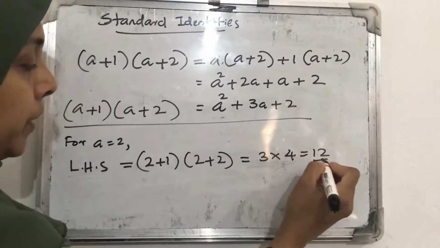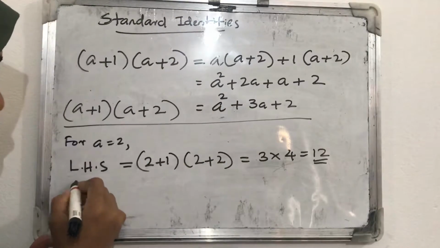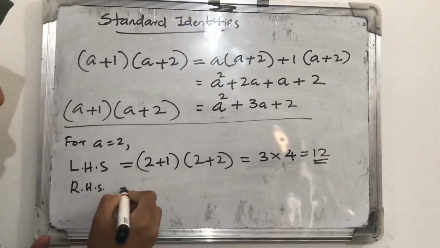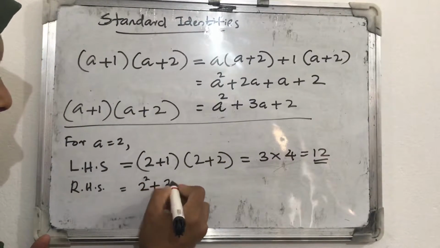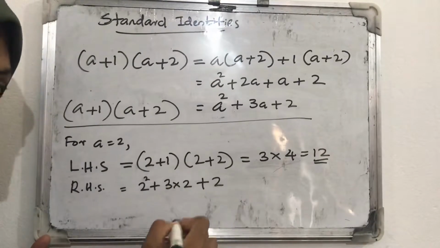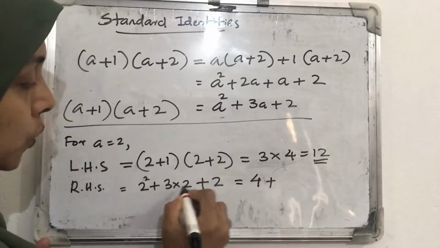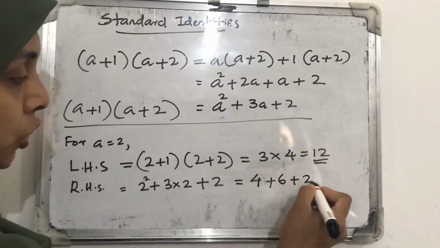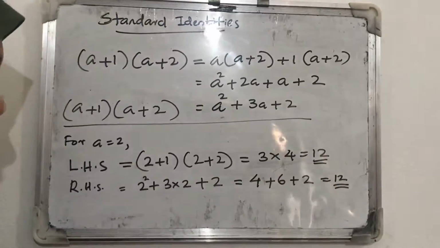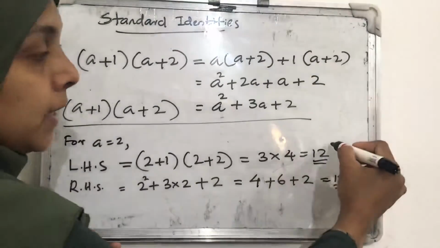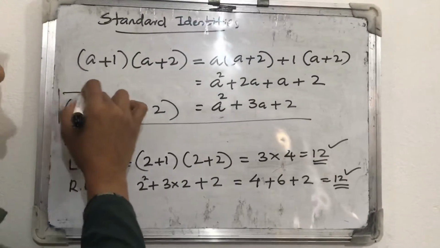We will get 12. Now, for the same value a is equal to 2, what will be the RHS, or right hand side? RHS will be equal to a square, means 2 square, plus 3 into 2, plus 2. So that will be equal to 2 square, we know 4, plus 2 into 3, 6, then plus 2. So 6 plus 4 is 10, 10 plus 2 is 12. So for both LHS and RHS, we got the same value 12. So what we can say, this is an identity.